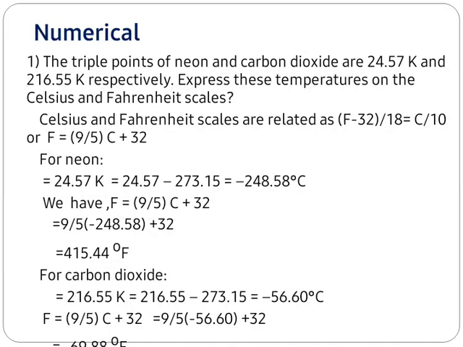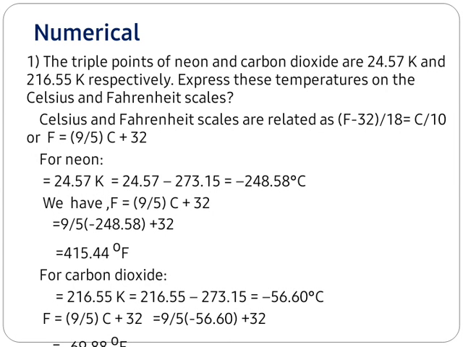Let us discuss some numericals. First question: the triple points of neon and carbon dioxide are 24.57 Kelvin and 216.55 Kelvin respectively. Express these temperatures on Celsius and Fahrenheit scales. The triple point of a particular substance is a point at which there is only one temperature and pressure at which the three phases of the substance coexist in equilibrium.